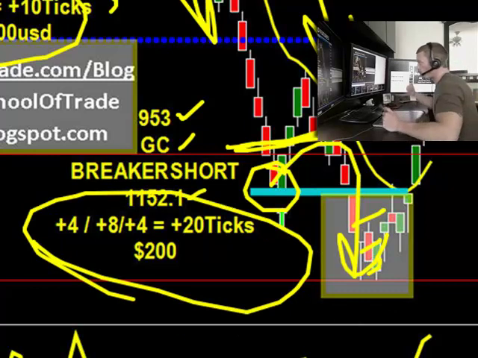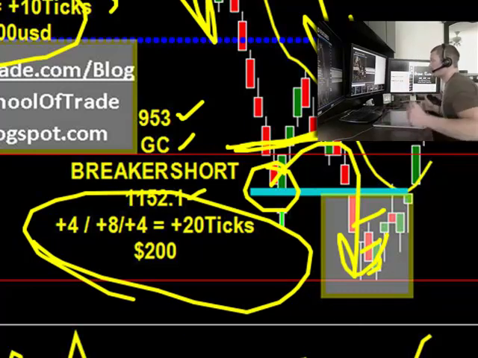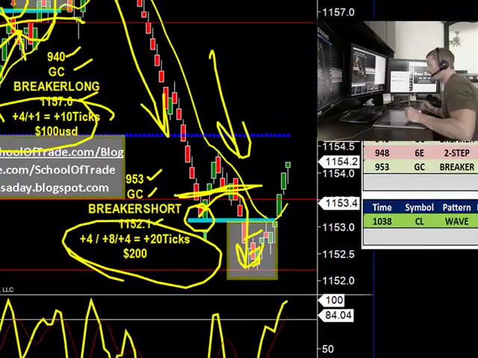So first target +4, second target +8. And then use that mechanical approach to manage that trade, that pink line on my trade management chart, and we get taken out for 20 ticks or 200 USD. So not a bad way to get the day started.